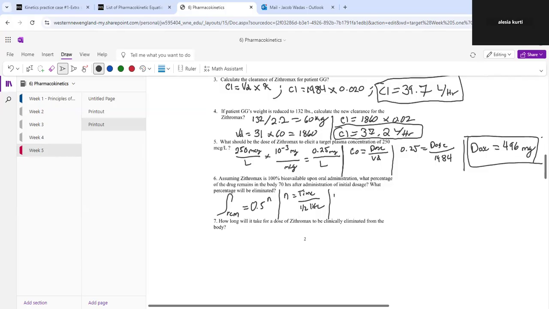So how much time has passed? 70, and then what's the half-life of the drug? 35, yep. So n is going to equal 2. So now for our fraction remaining, 0.5 to the second power. So the fraction remaining equals 0.25, which equals 25%.